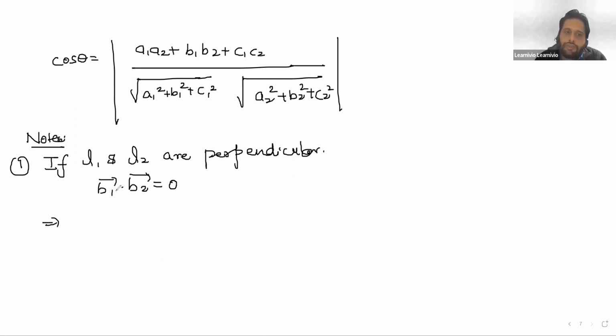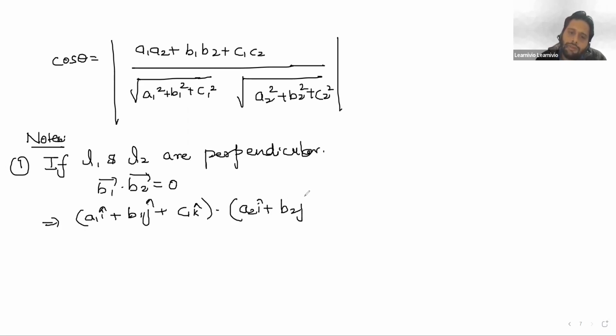Now you can use this, and what will B1 dot B2 give you? You have A1 I cap plus B1 J cap plus C1 K cap dot product A2 I cap plus B2 J cap plus C2 K cap. It is equal to 0. Find out the dot product: A1 A2 plus B1 B2 plus C1 C2. This gives you 0.